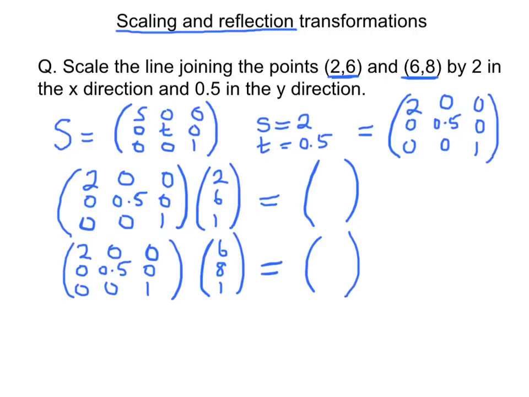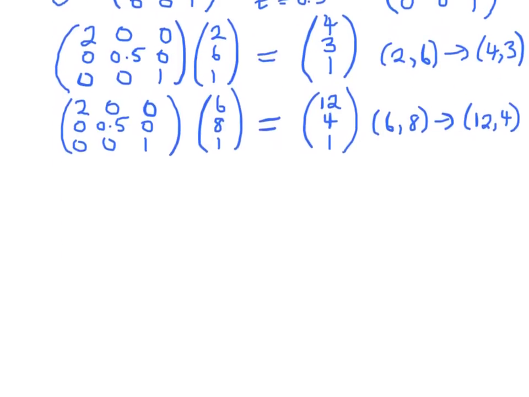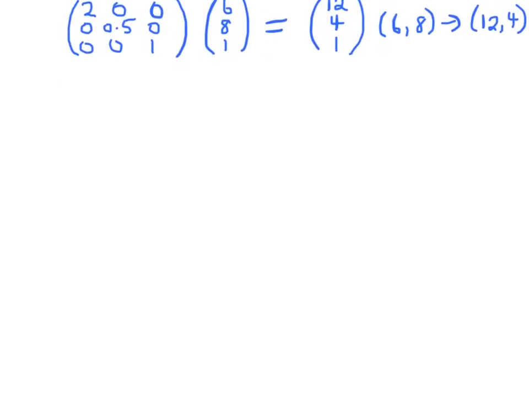So when I do the multiplication, the two solutions turn out to be, this one is 4, 3, 1, and the next one is 2 sixes are 12, so that's 12, 8 by 0.5 is 4, 1. So basically, the 2, 6 now gets moved to 4, 3, and the point 6, 8 gets moved to 12, 4. To see this scaling, we'd have to draw it. So let me move up the page here and draw this on my Cartesian plane.